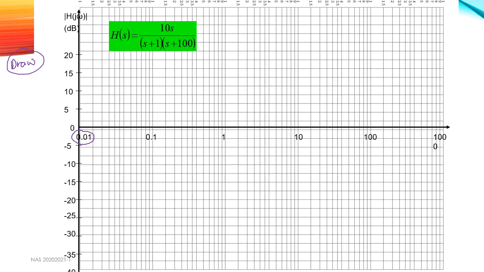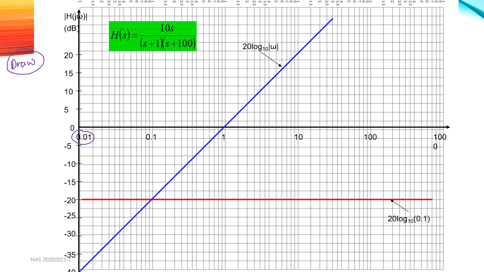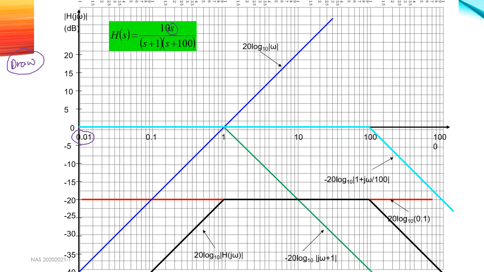All right, so next, draw the constant, the K, and then you have the zeros. You have zeros at origin, crossing at 1, and then you have poles at 1. And lastly you have poles at 100. Finally, sum them up, just as the one that I have discussed earlier, but in this case you use the logarithmic paper.